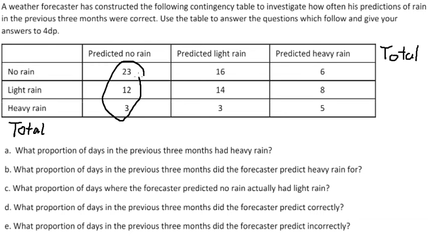So we sum these numbers in here to find the total in here. Then we sum three numbers this way to find the total in here. So for this one, we have 38. This one, we have 33. This one, we have 19.